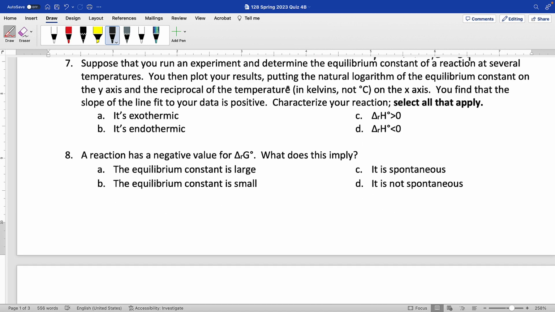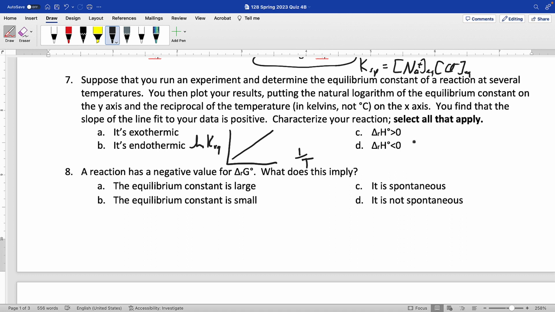Suppose you run an experiment, determine the equilibrium constant of a reaction at a variety of temperatures, and then you plot your results. And you've got the logarithm of the equilibrium constant on the y-axis and 1/T on your x-axis. So this is what you did for the Gibbs lab. The equilibrium constant you looked at was the Ksp for dissolving potassium nitrate. So this one's a little bit different because here we're going to have a positive slope, and you had a negative slope. So how do we know how this relates to the value of delta H?